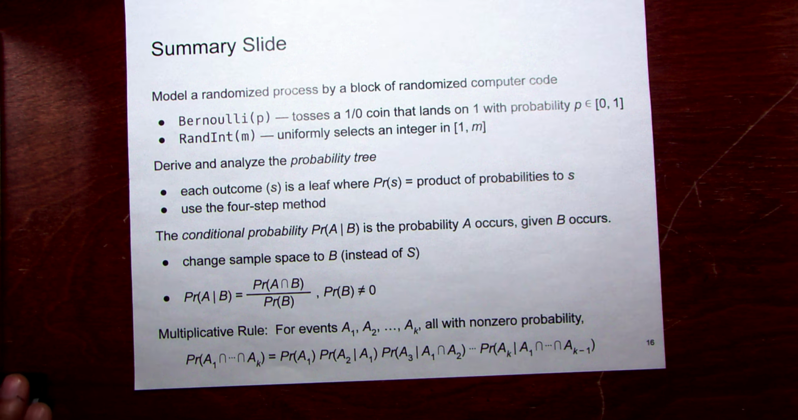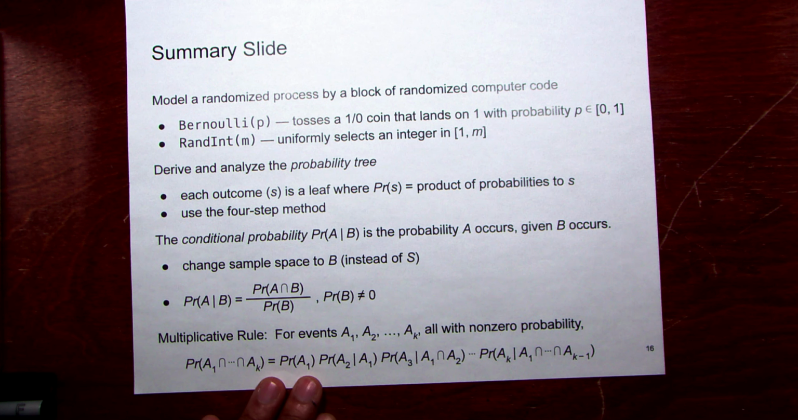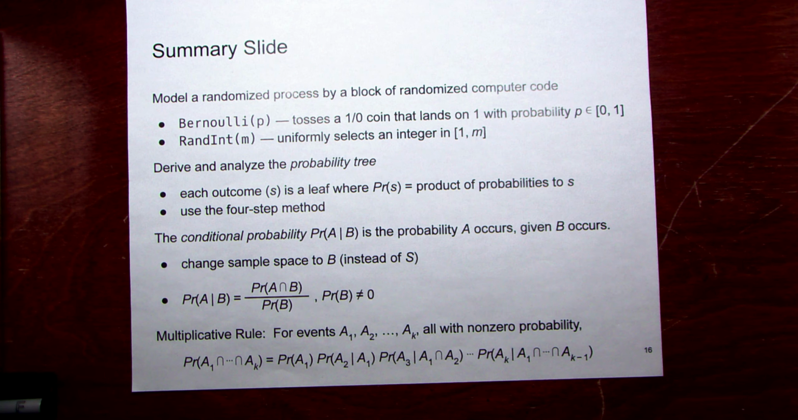There are two functions that behave independently from trial to trial, Bernoulli and Randint, and they do the expected things. We draw out a probability tree. You compute the probability of an outcome, which is a leaf, by taking the product of all the probabilities along the path. And then you collect all the things that fall into each bucket, each event, by just identifying them in the tree. It makes it a lot easier to visualize what's going on.